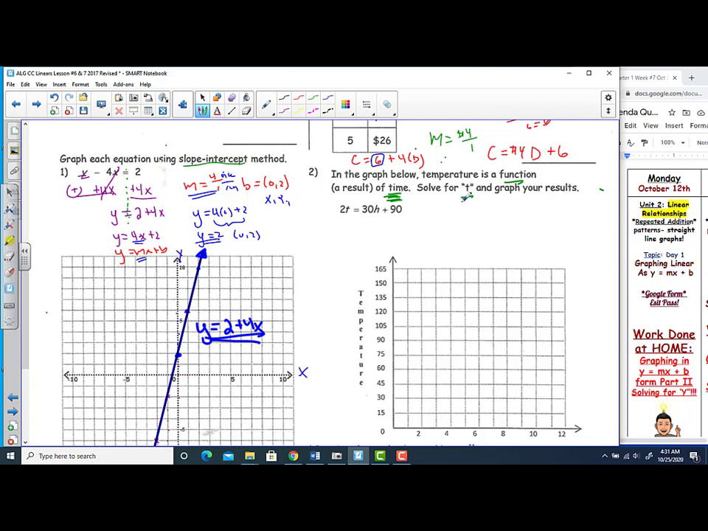And we want to solve for t in this particular relationship. Careful to note that t is temperature and not time. That was a little tricky. I probably could have picked better variables. And we're going to graph our results. So twice the temperature is equal to 30 per hour plus 90.